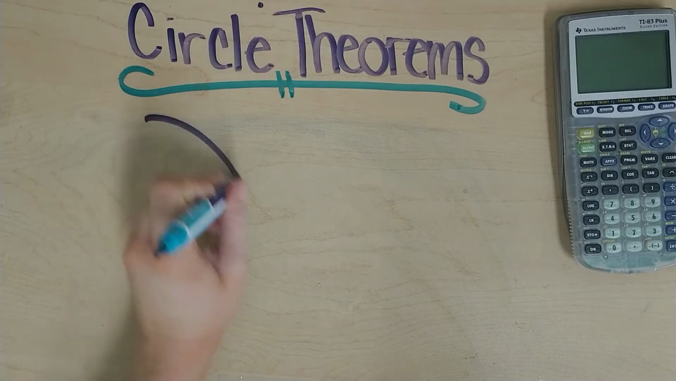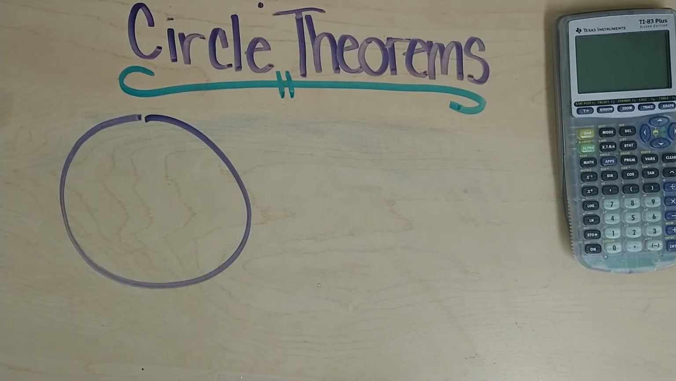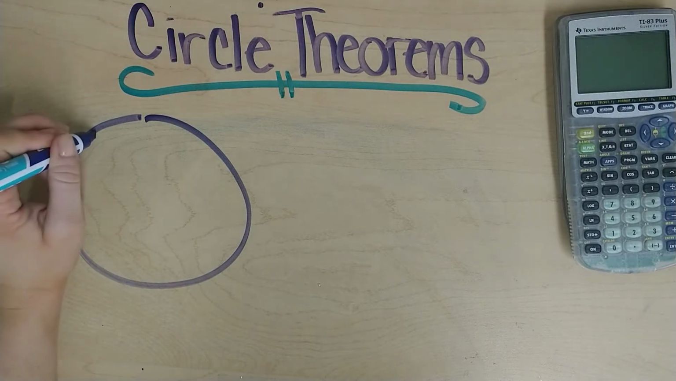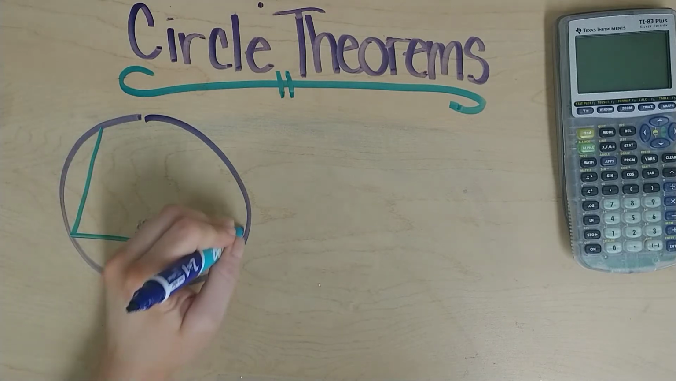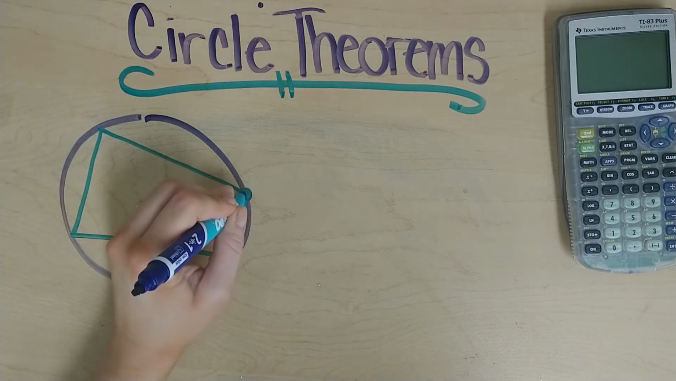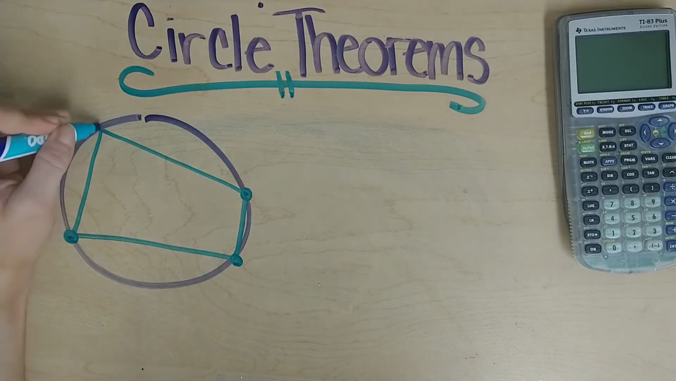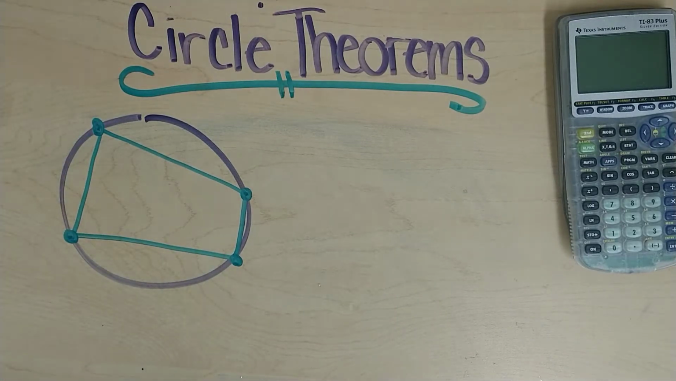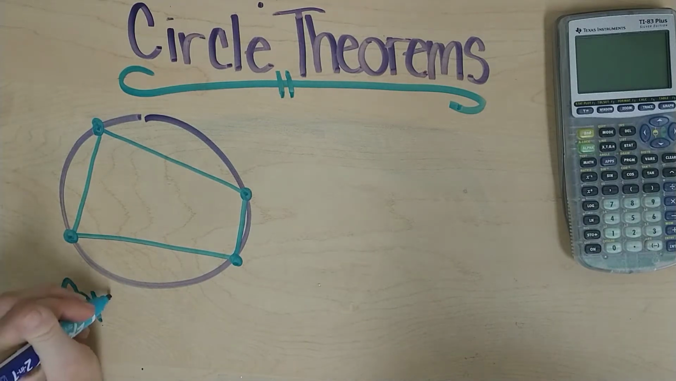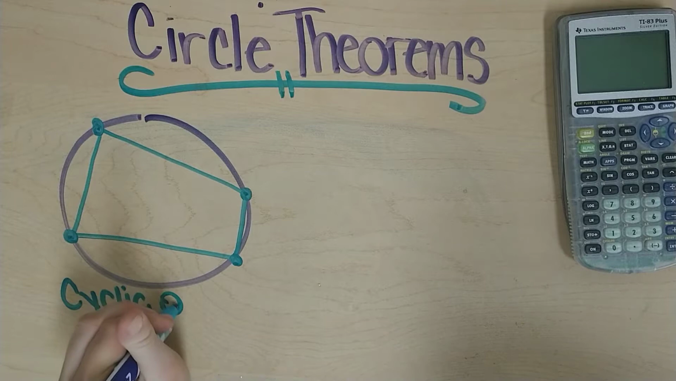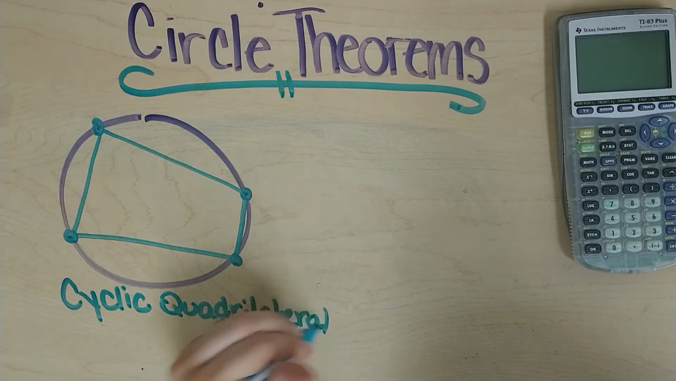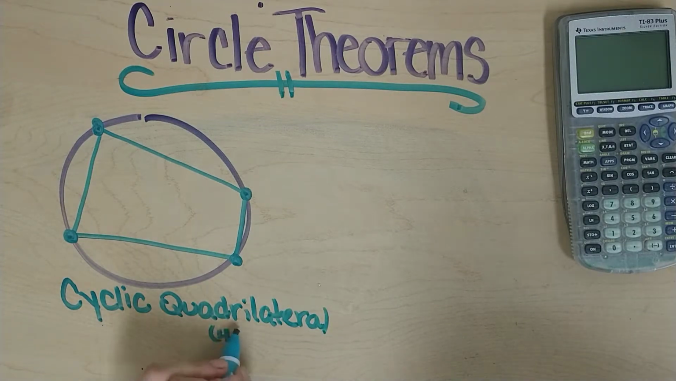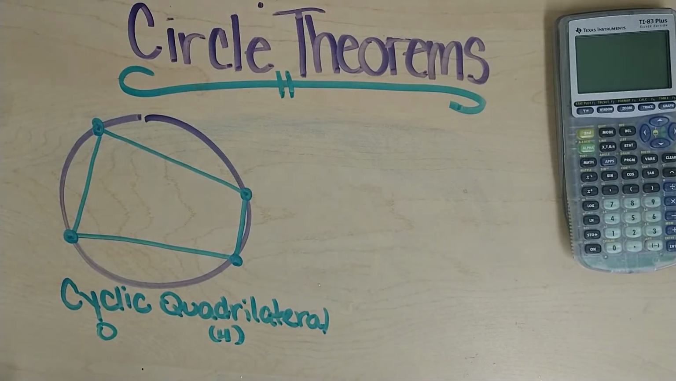Our next circle theorem has to do with supplementary angles. I'm going to create a shape, a quadrilateral, within this circle. Here are my points. So this is what we call a cyclic quadrilateral. A quadrilateral is any shape that has 4 sides. Cyclic means it has to do with a circle. So this is a quadrilateral within a circle, cyclic quadrilateral.